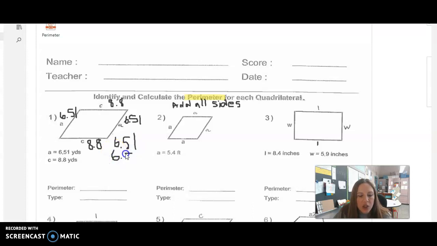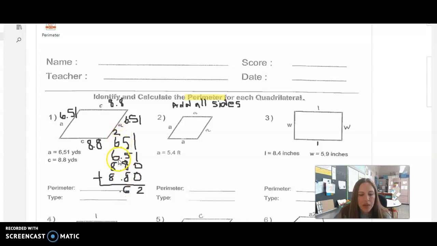Okay, so now I'm going to line up my decimals and add up all of my sides. I'm going to put a 0 next to the 8 so that each place value has a holder, and add them all together. 1 plus 1 is 2. 5 and 5 is 10. Plus 8 is 18. Plus 8 is 26. Carry my 2, but bring down my decimal.